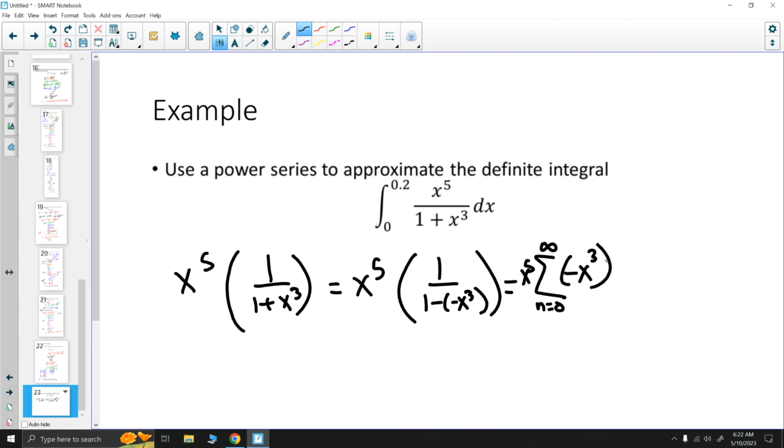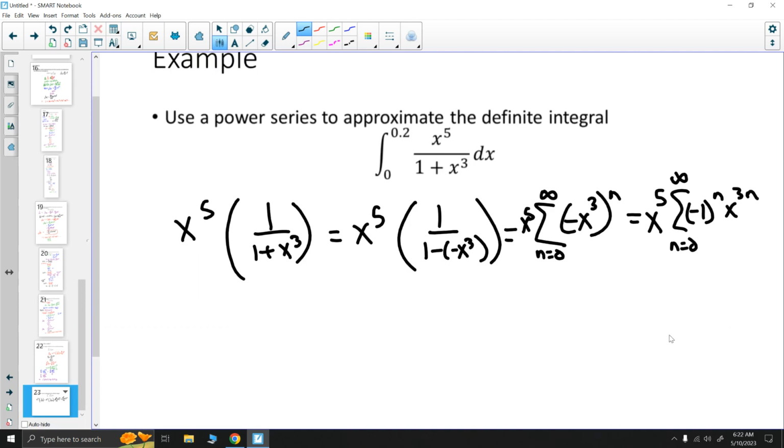X to the 3rd to the n, which is going to be an alternating series. N equals 0 to infinity. So that's negative 1 to the n, x to the 3n. That's what we have here. Now, we can combine that 5 into here. So we end up with the sum n equals 0 to infinity of negative 1 to the n, x to the 3n plus 5. All right, so this is what our x to the 5th over 1 plus x cubed is.